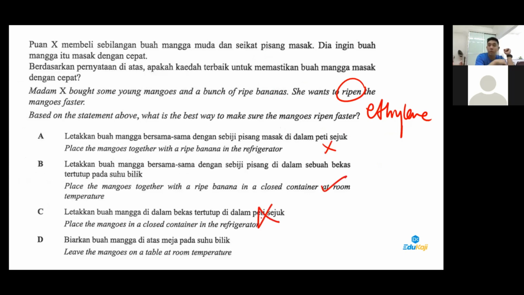We don't put it in the refrigerator because it slows down the ripening process. We put things in the refrigerator to slow down ripening. Just like fruits, why do we keep them in the fridge? To make sure they don't ripen too fast. So this one, put together with ripe banana, because banana will release ethylene for the ripening of mangoes.